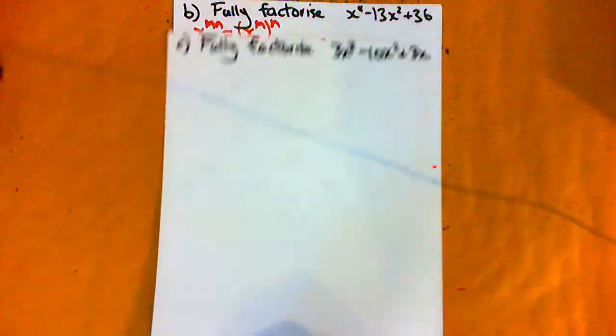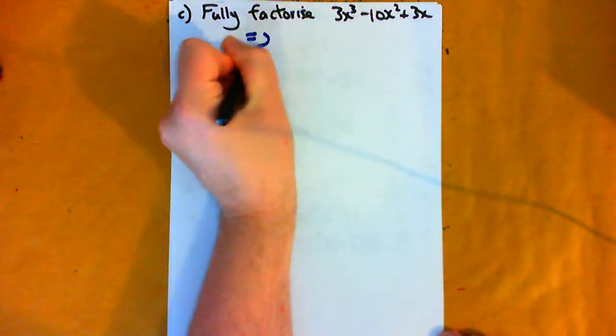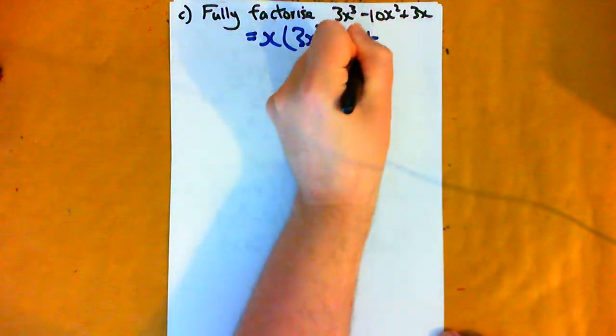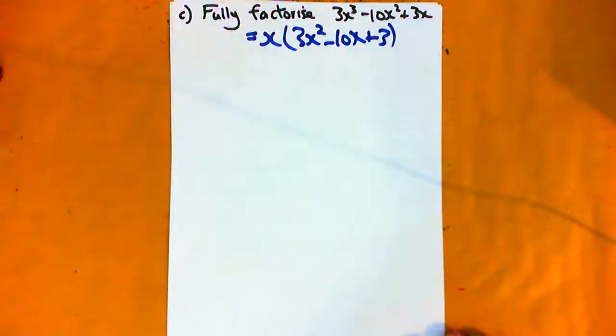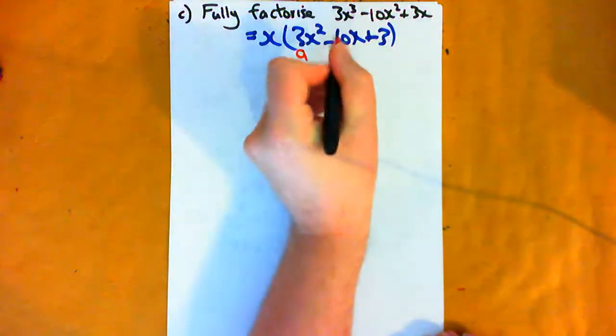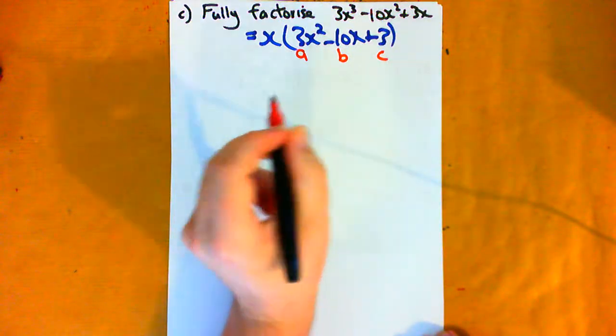Now part C, we've got another expression to factorise: 3x to the power of 3 minus 10x squared plus 3x. So we can take out a factor of x right off the bat. So we get x times 3x squared minus 10x plus 3. Now what we see in brackets there is a quadratic. We need to factorise that quadratic. So we can do our ABC thing. So 3 is A, negative 10 is B, and C is 3. Okay, so what's A times C?